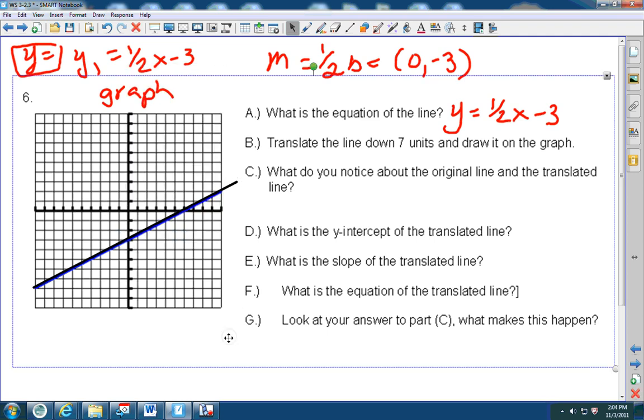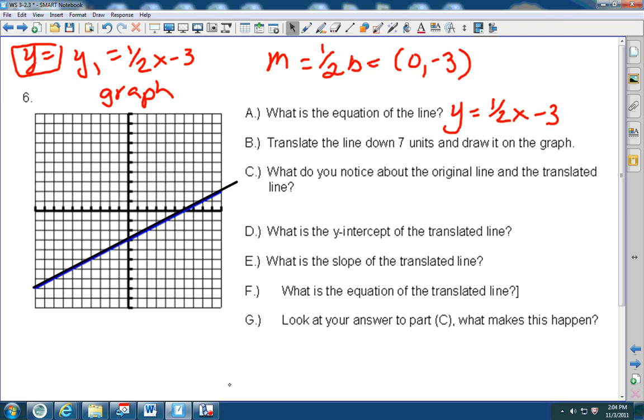Oops, I didn't want to do that. Let's try this again. 1, 2, 3, 4, 5, 6, 7, and put a dot right there. I went down 7 units because it said to go down 7 units. Now do the slope. Go up 1 and over 2 and put a dot. Up 1 and over 2, up 1 and over 2, and draw your line.